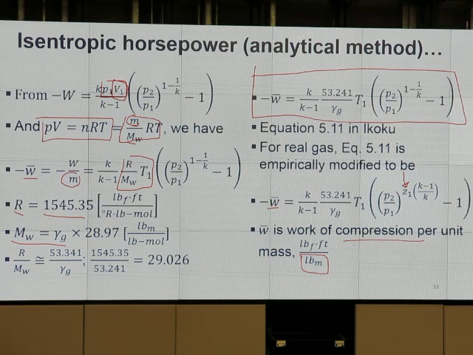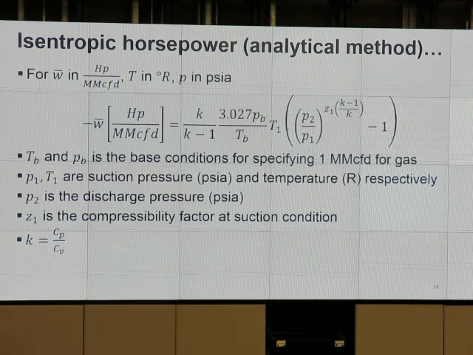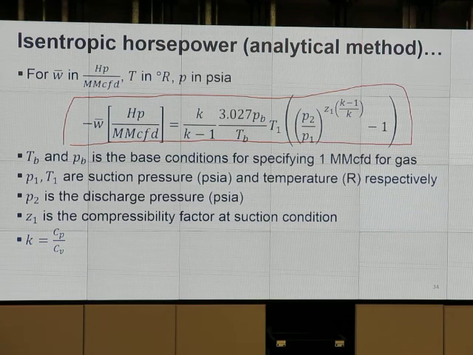Okay, I do some rearranging, substitution. Finally, I get this equation. So this equation tells me how many horsepower I need per flow rate of million standard cubic foot per day, if I want to do the compression, start from P1 and end up at P2.